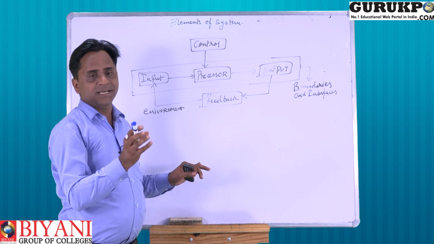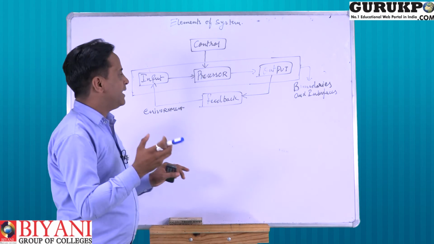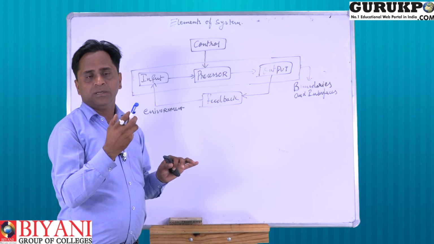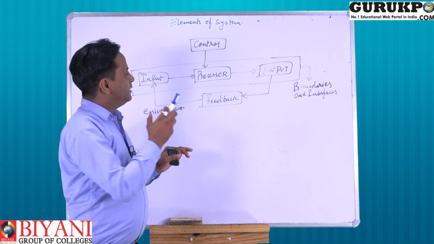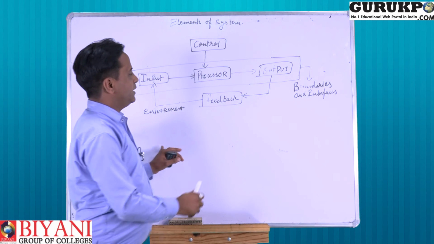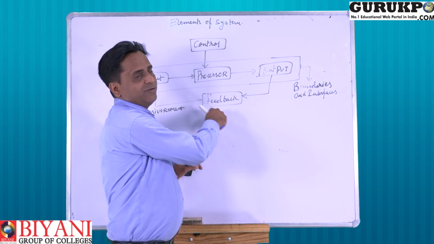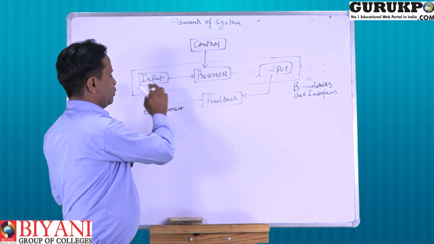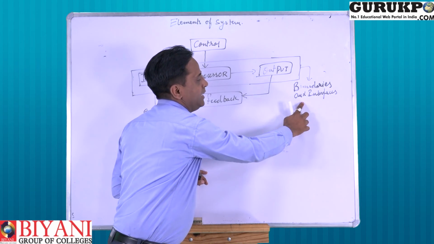When data is given as input, the input will be processed, which takes some time period, then it goes to the output section and to feedback. When feedback is good, it goes again to input, and it goes to boundary and interfaces.